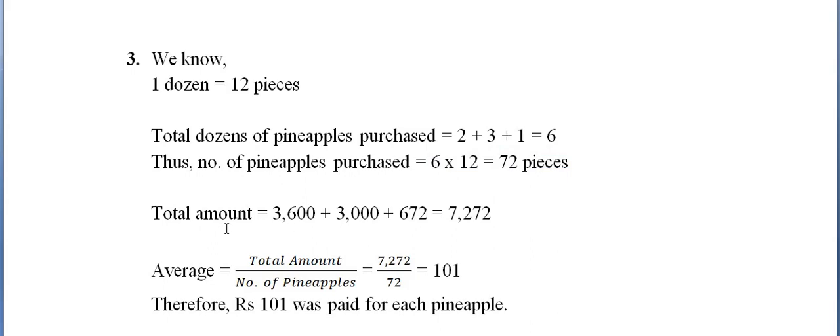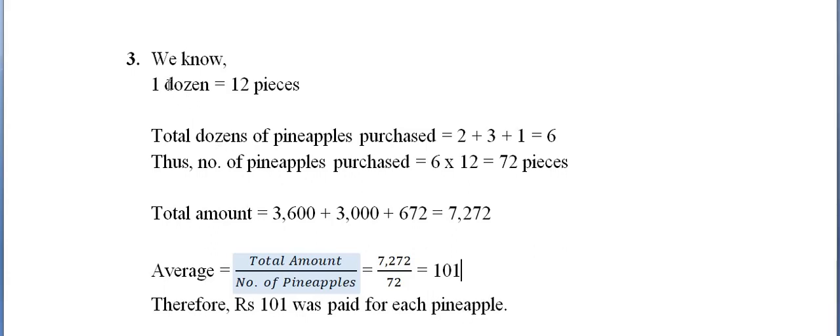Okay. So what is the total amount that he paid for the pineapples? It is 3,600 plus 3,000 plus 672. It will be 7,272. Okay, so what will be the average? The average will be very simple. Total amount, 7272, divided by the number of pineapples that he purchased, 72. So you will get your answer to be 101. Therefore he paid rupees 101 for each pineapple.